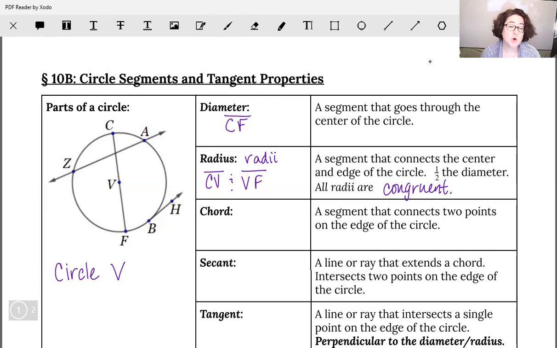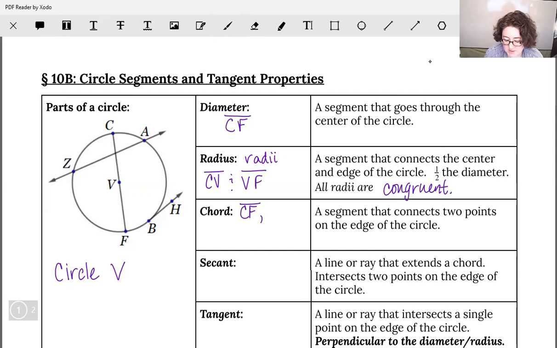Alrighty, so a chord, this is a new one. A chord is any segment anywhere that has its endpoints on the edge of a circle. So technically, the diameter that we just used is a chord. So let's write that down as one of our possibilities. So we could use diameter CF, but we have other segments as well.